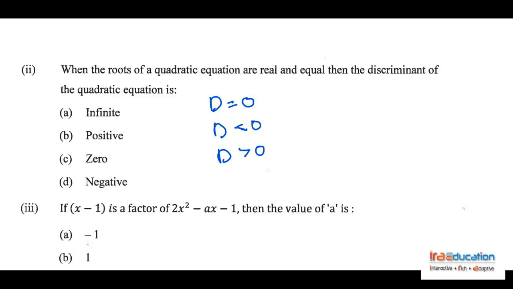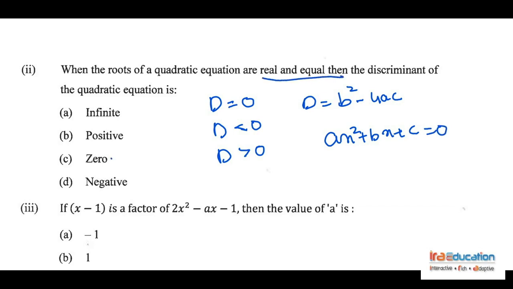Now, when I say D, what is D? D is nothing but b square minus 4ac for a quadratic equation ax square plus bx plus c is equal to 0. Therefore, D has to be equal to 0 for the roots to be real and equal. Then the answer is option number C.